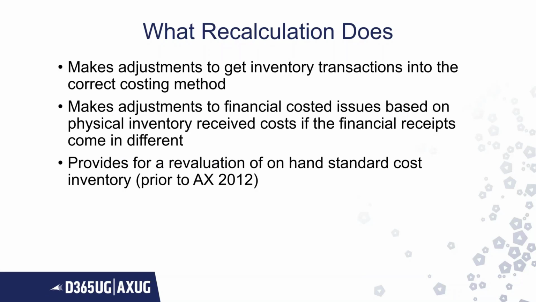It makes adjustments to inventory transactional correct costing methods. We've talked about that. In other words, getting in the LIFO and FIFO layers. It also makes adjustments to issues based on received cost wherein the financial cost came in differently. So again, if I posted a financial cost like I sold it, but when I sold it, the received cost was $100, but when the vendor invoice came in, it was $200. It would adjust the, in this case, cost of goods transaction to increase the cost of goods by $100.